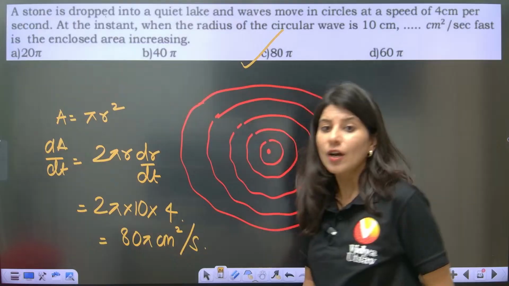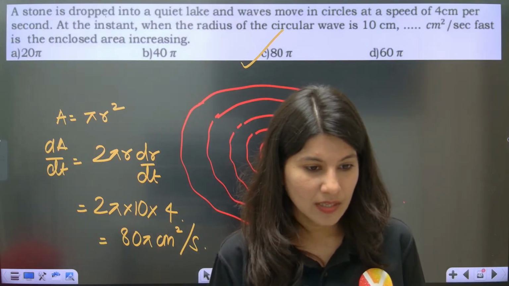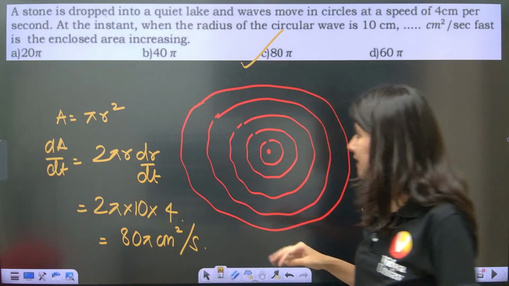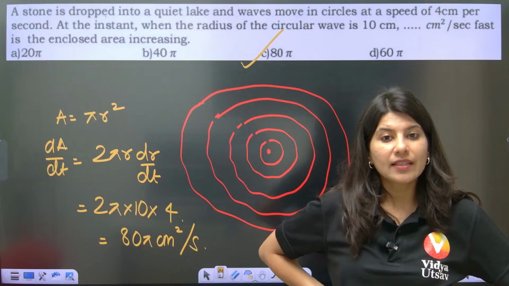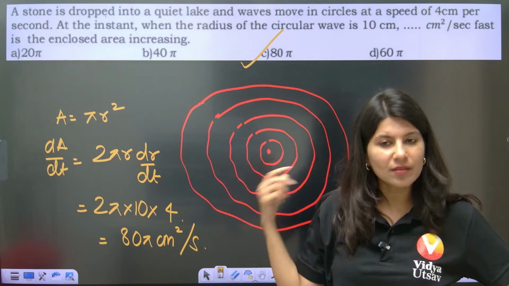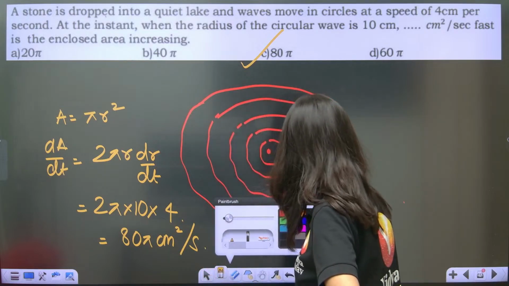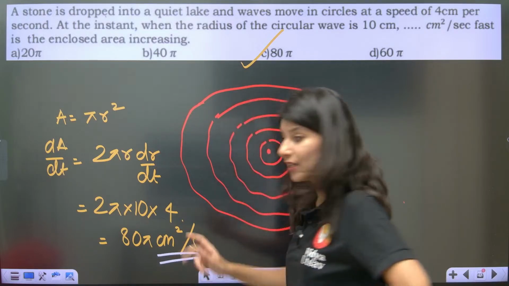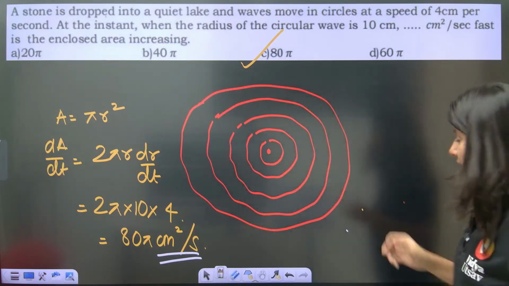80 pi centimeter square per second, option C. Also, ninja tip of the day: I know this is an MCQ, but this question you might get in 2 marks also. Please do not forget to write the units, because that will cost you half a mark or maybe 1 mark also.